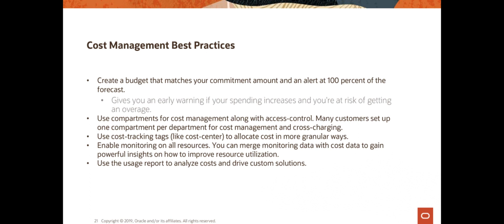You should create budgets that match your commitment, and you should set up budget alerts so that you get an early warning if your spending increases and you're getting a risk of an overage, so you can receive emails about that. You should use cost tracking tags to allocate costs in more granular ways, and these cost tracking tags can be used with budgets as well.